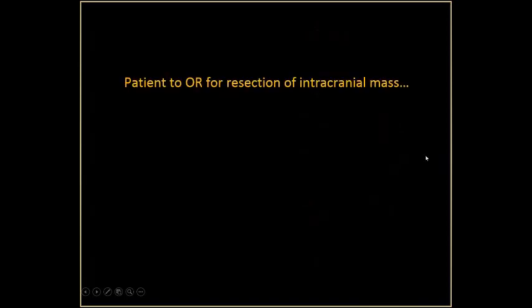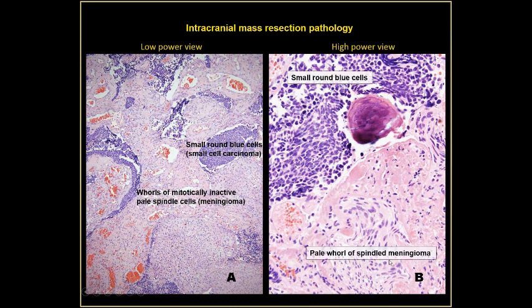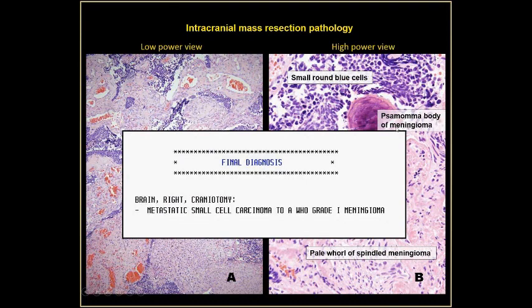Now she went on to have resection of the intracranial mass. And this is what came back as the path, and I'll go through what we see here. On this low power view, we see whorls of mitotically inactive spindle cells representing meningioma. And then here we see small round blue cells representing small cell carcinoma. On this high power view, we see, again, meningioma cells, small round blue cells, and a psammoma body. And so this was a case of metastatic lung cancer to a grade 1 meningioma, which is a very rare entity, and I think there are about 100 or so cases reported in the literature.